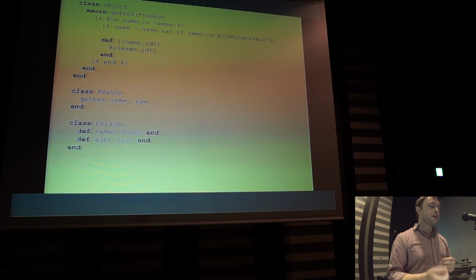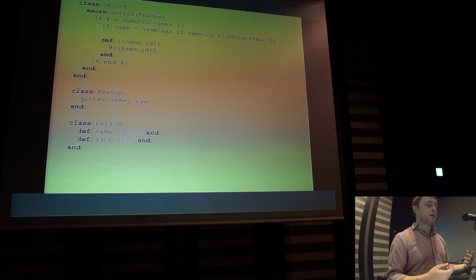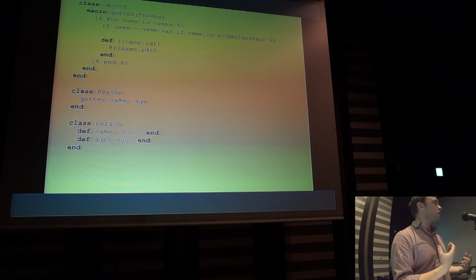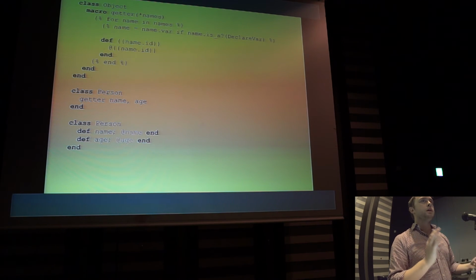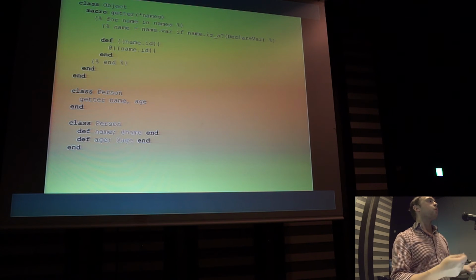And so the two examples here of class person, getter name, comma age, and then the second thing of actually doing the def and pulling out the instance variables, both of these are 100% equivalent. If you look at the resulting binary, they're exactly the same. So there's no performance reason to use one or the other, which is nice.